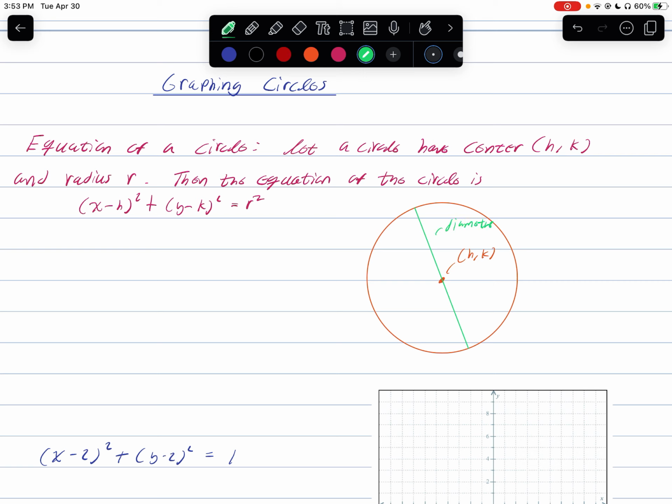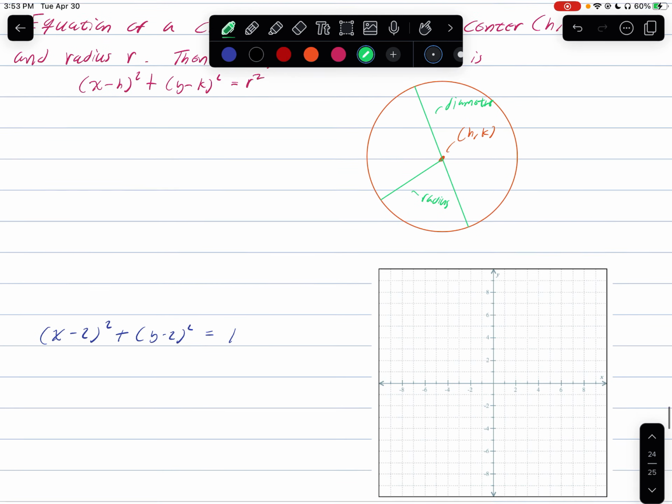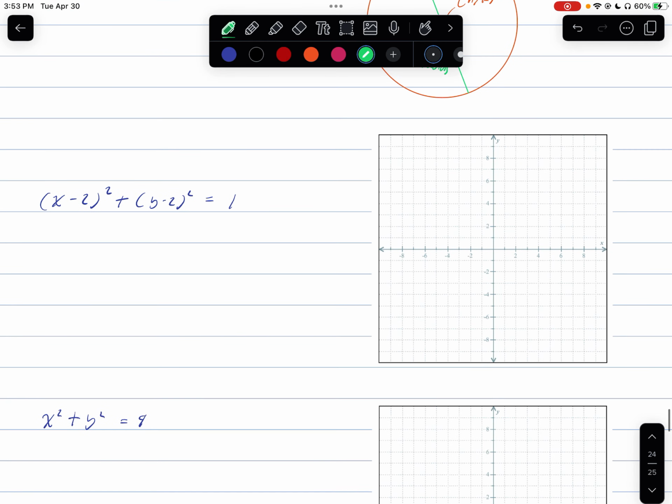We often just call that d. But the radius is halfway across the circle. This is our radius, and we often just call that r. That is the distance from the center of the circle to any point on the circle. So that's just a quick refresher on what we need to know for everything moving forward.